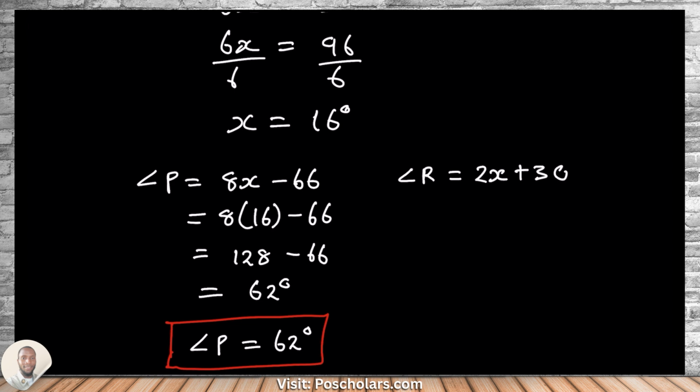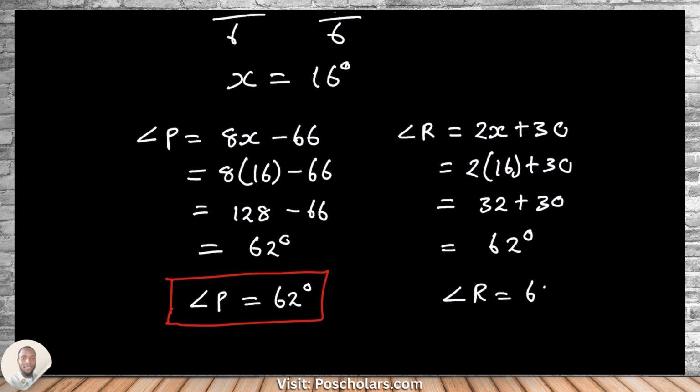Now, since we have gotten the value of x, all we need to do is to substitute the value of x into this expression. When we do that, we have 2 into brackets 16 plus 30, and 2 multiplied by 16 gives 32 plus 30, then 32 plus 30 gives 62 degrees. You can see angle R is also 62 degrees. So we can present it by saying angle R is equal to 62. You can see they are actually the same. Angle P and angle R are the same.